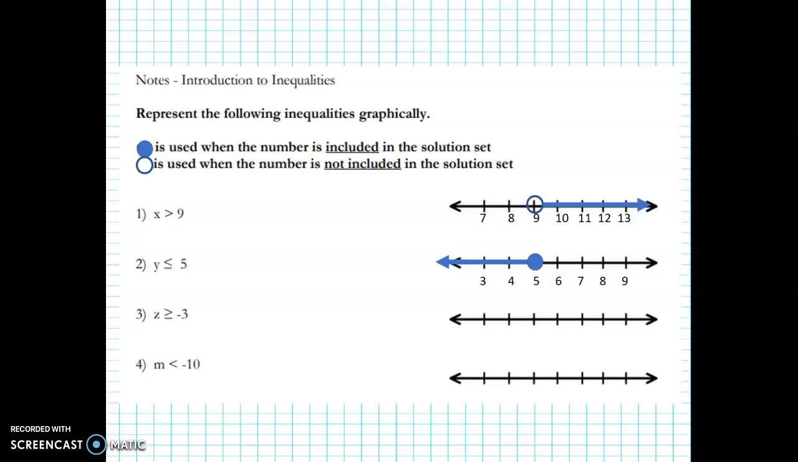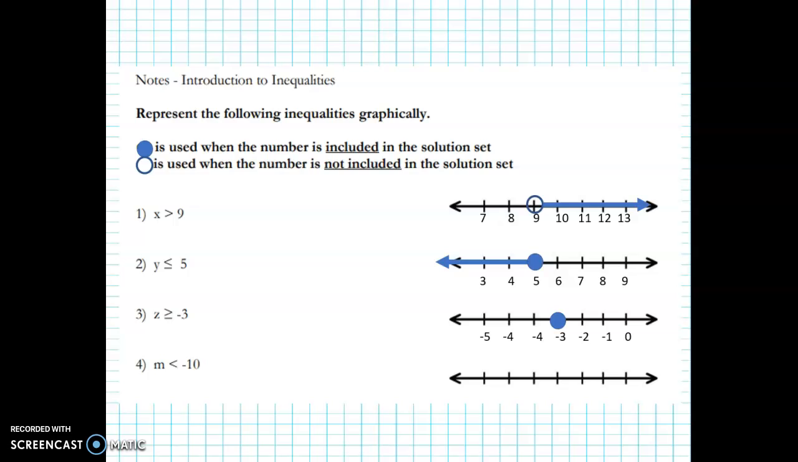Number 3, z is greater than or equal to -3. Again, we need to place our numbers on the number line and then decide if we're using an open or a closed circle. Greater than or equal to means -3 is included in the answer, so we're going to place a closed circle on -3. Then we have to decide if we're going right or left.